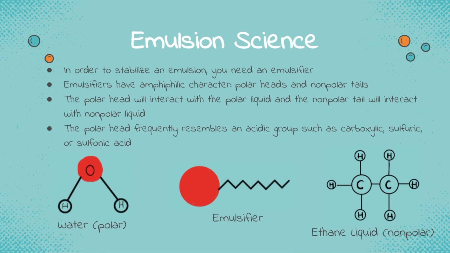Emulsifiers have amphiphilic character, meaning they have polar hydrophilic heads and nonpolar hydrophobic tails. The polar head will interact with the polar liquid, and frequently the polar head resembles an acidic group such as carboxylic, sulfuric, or sulfonic acid. The nonpolar tail will interact with the nonpolar liquid. The emulsifier's ability to interact with the polar and nonpolar molecules will help stabilize the emulsion in place.